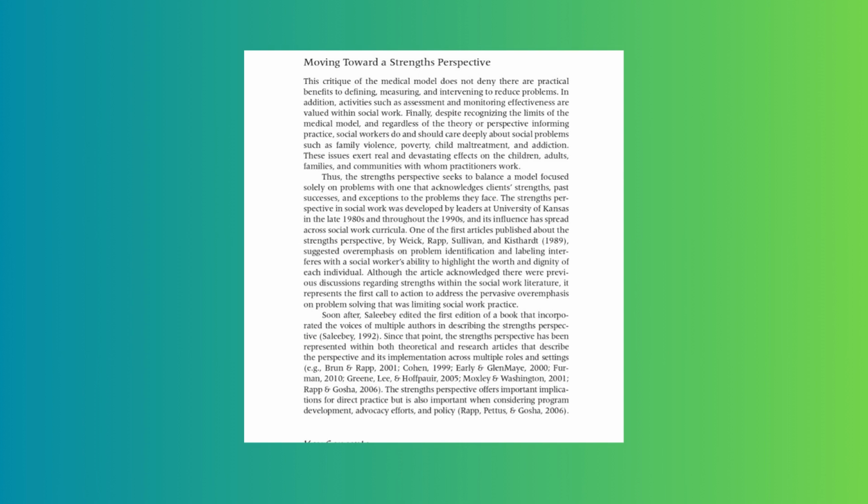One of the first articles published about the strengths perspective, by Weick, Rapp, Sullivan, and Kisthardt, suggested that overemphasis on problem identification and labeling interferes with social workers' ability to highlight the worth and dignity of each individual. Although the article acknowledged there were previous discussions regarding strengths within the social work literature, it represents the first call to action to address the pervasive overemphasis on problem solving that was limiting social work practice.